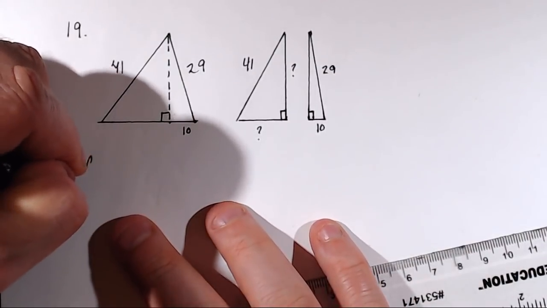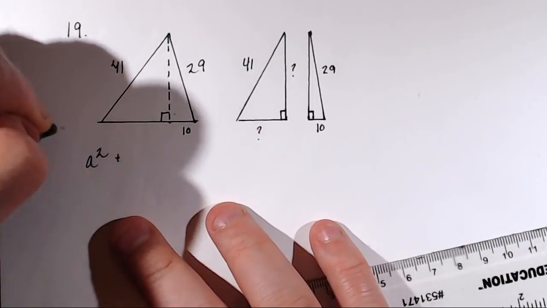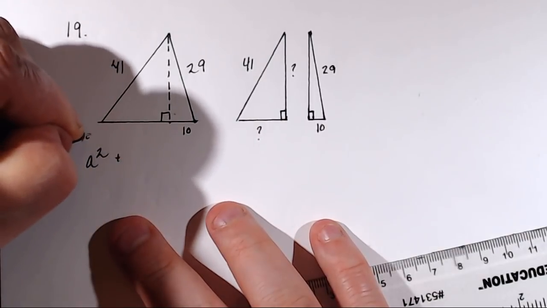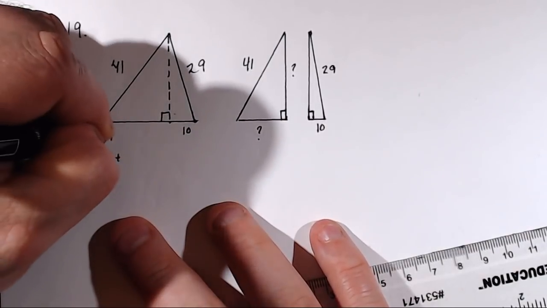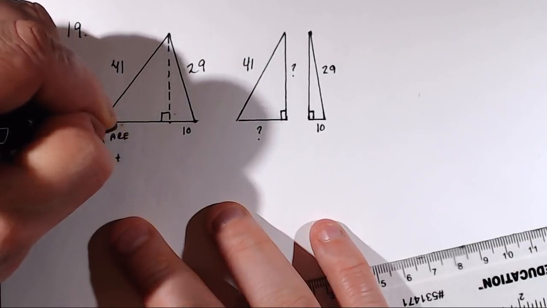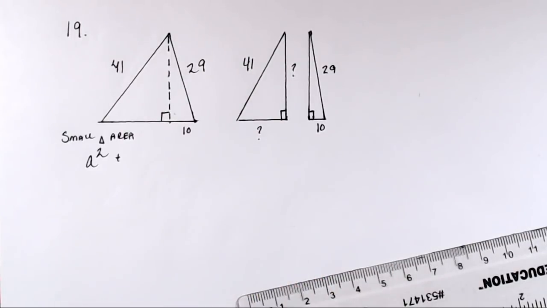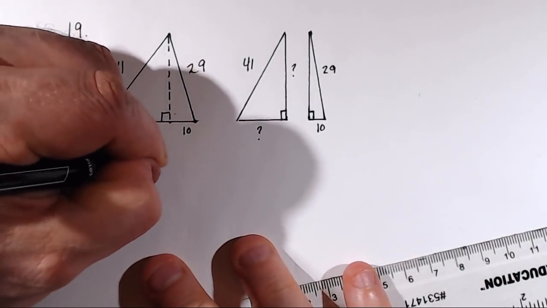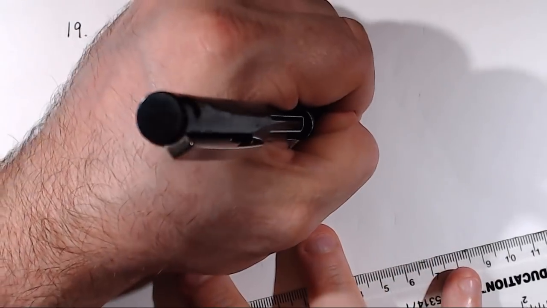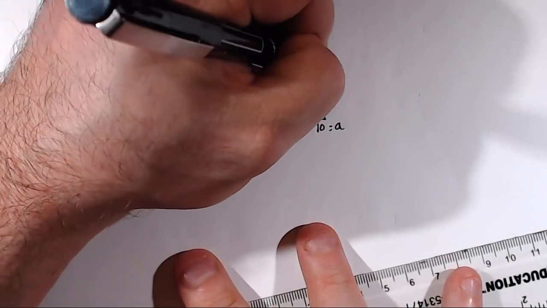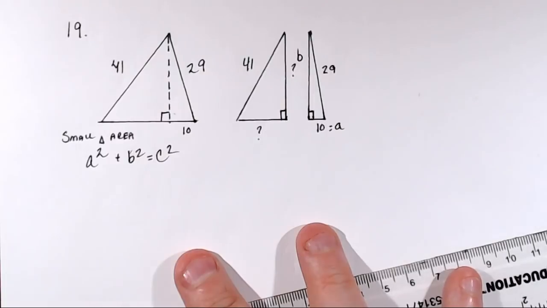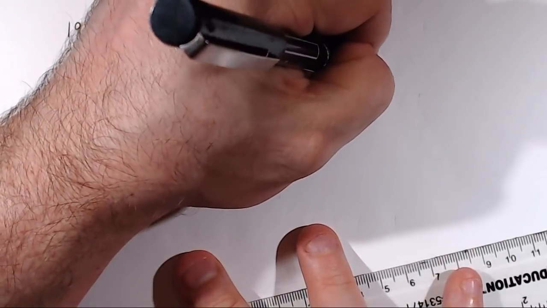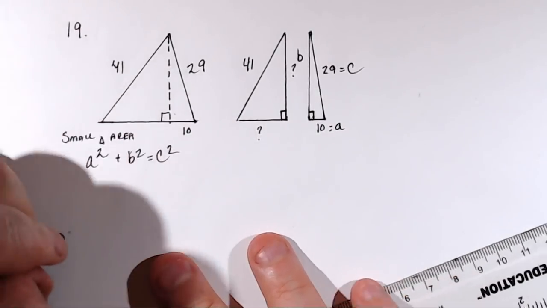So now I got to do Pythagoras. A squared plus, this is the small triangle. Okay, small triangle area. Well, I guess I don't need to find the area. Do I find it? Yeah, I do find the area. Small triangle area. A squared plus B squared equals C squared. And 10 will be A, and then we don't know what B is. We're trying to find B, and then 29 will be C, the hypotenuse.